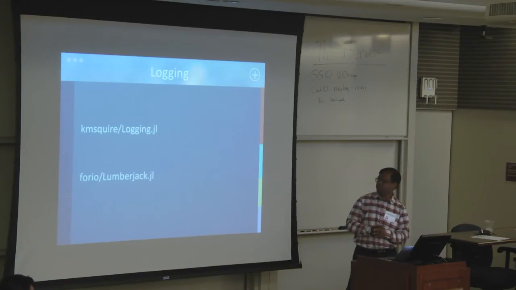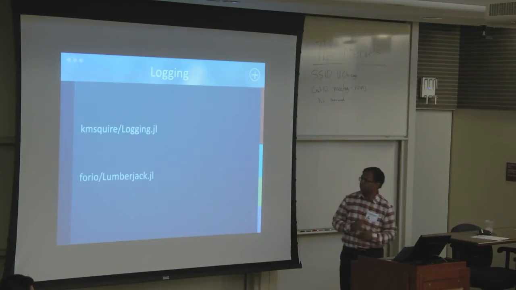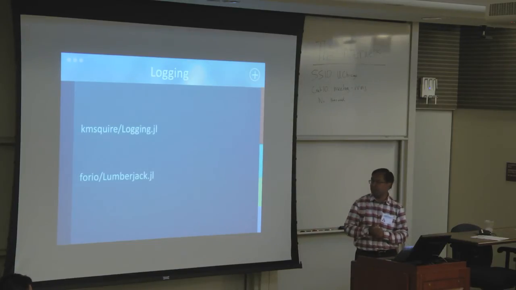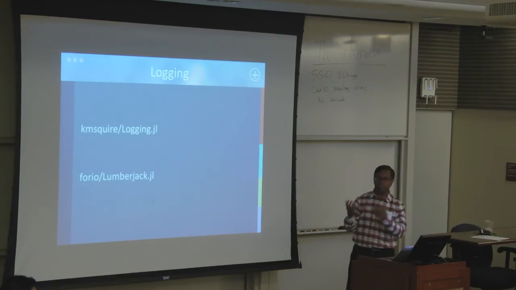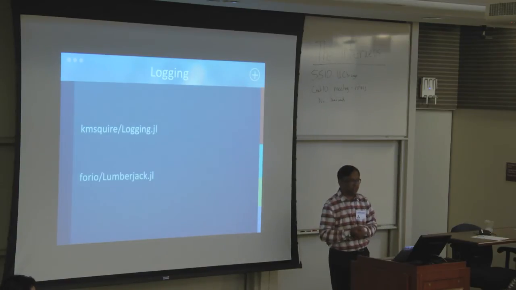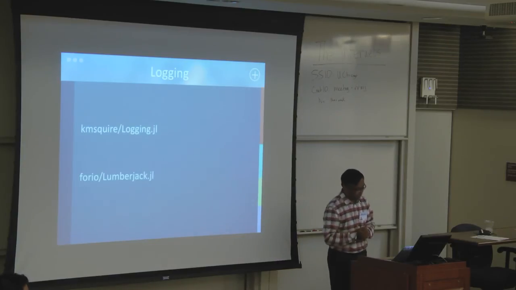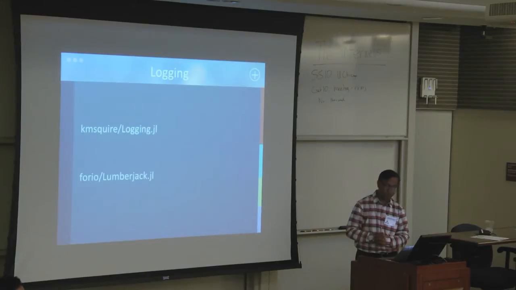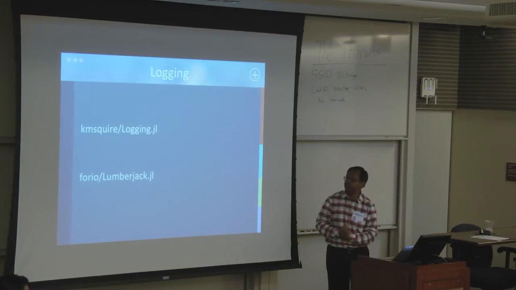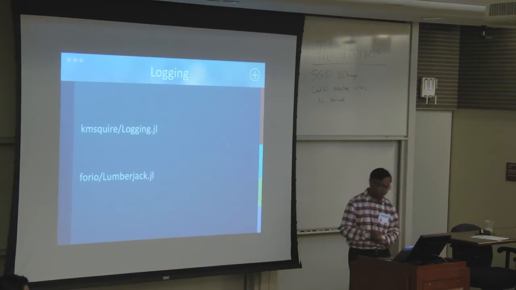Kevin's logging.jl, simple, works. There's Lumberjack by the Fourier guys, which is a little more full-featured. It has stuff like pluggable loggers and those sort of goodies that you would expect if you have used something like Log4j. And I'm hoping at some point they'll get merged and there'll be one good logging framework rather than having two, which I'm sure confuses people.